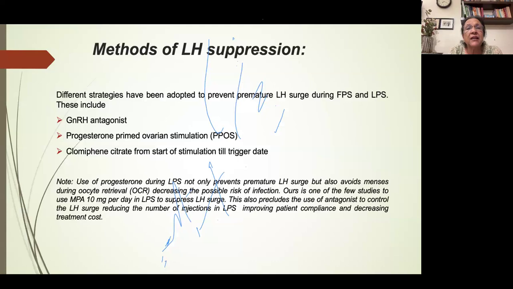So having told that, methods of LH suppression, well, one can use antagonist like you use in the normal antagonist protocol, or you can use progesterone primed ovarian stimulation, because you don't have to do a fresh transfer. So you can sort of rule out the antagonist totally, or you can give.